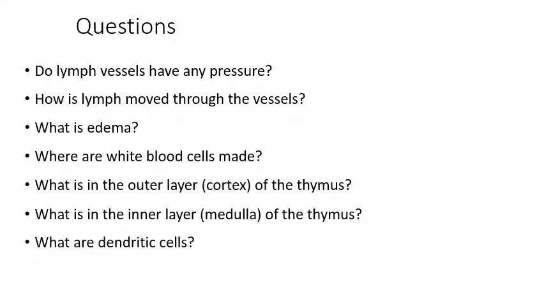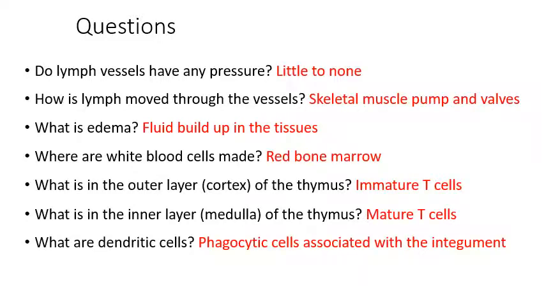All right, so a few questions here. Do lymphatic vessels have any pressure? How is lymph moved through the vessels? What is edema? Where are white blood cells made? What's in the outer cortex of the thymus, what's in the inner medulla of the thymus, and then what are dendritic cells? So here's your answer.